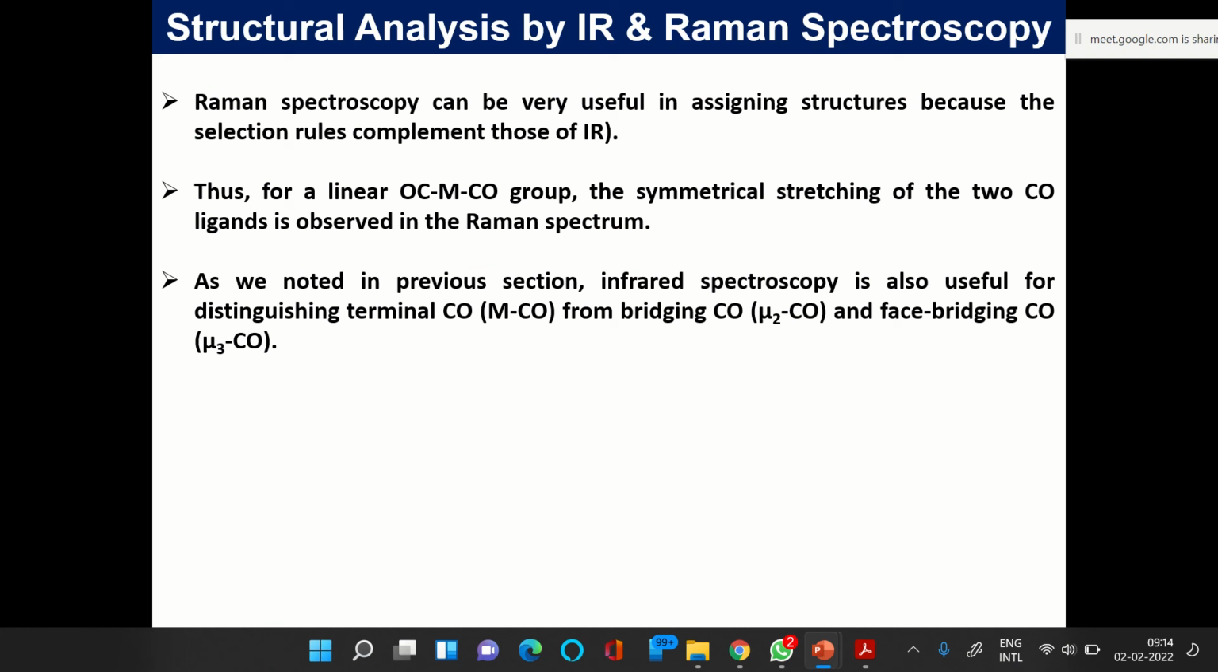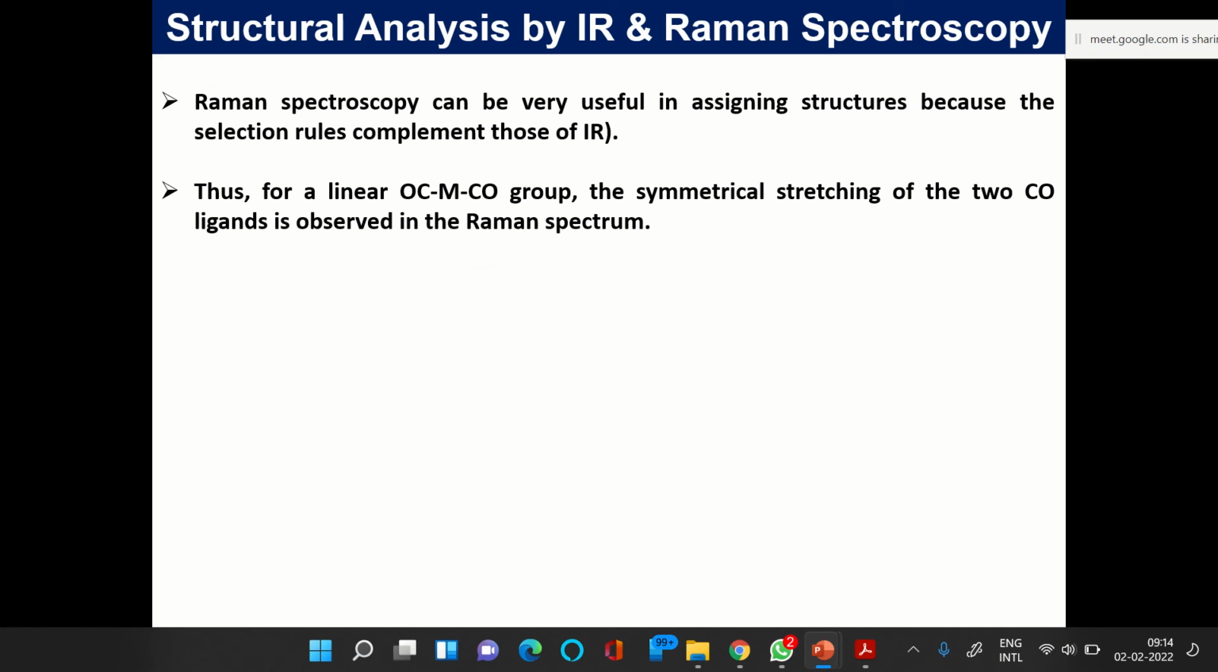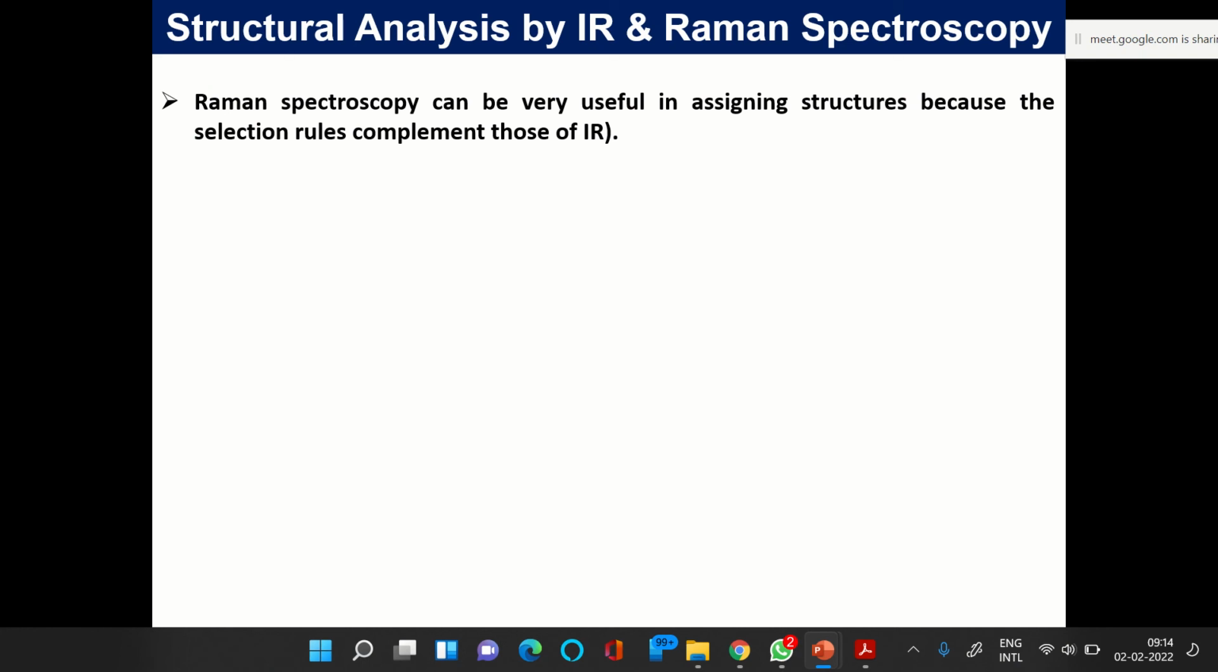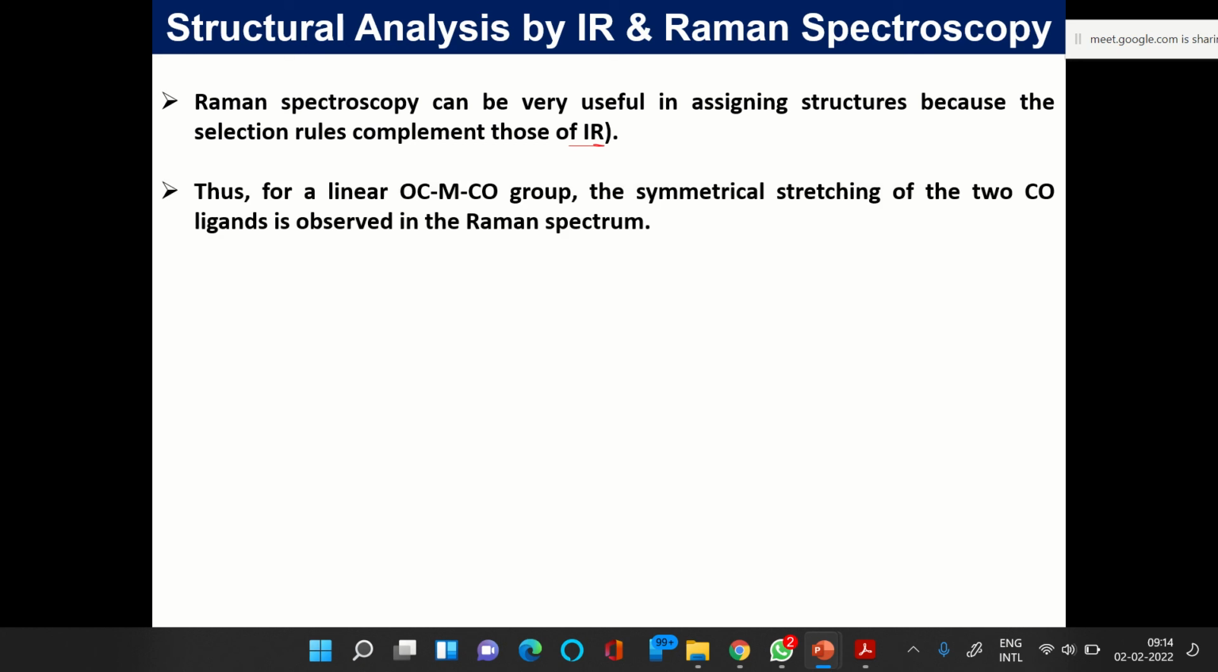So that is complementary, because some of the features that are not observed in IR will be observed in Raman. Linear OCO, MCO, the symmetrical stretching, these are always observed strongly in Raman. So in the linear case, what was not appearing in IR will appear in Raman, very well.